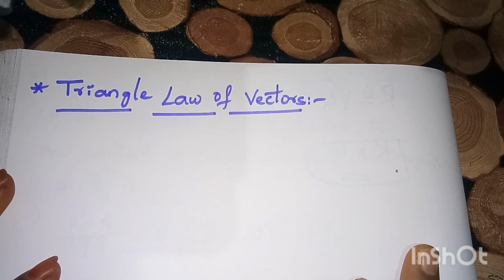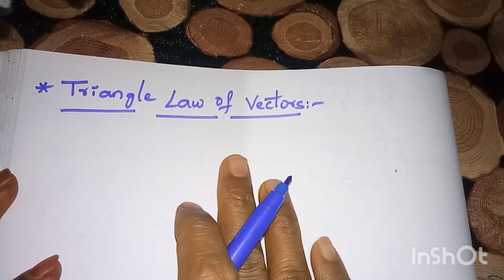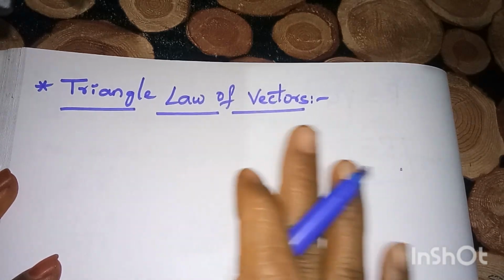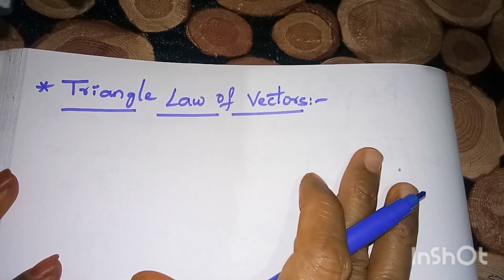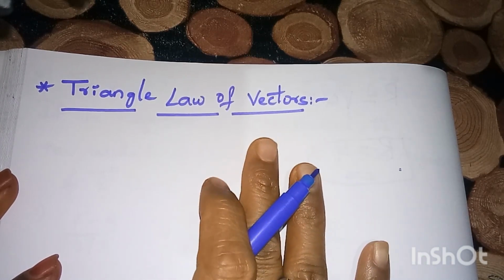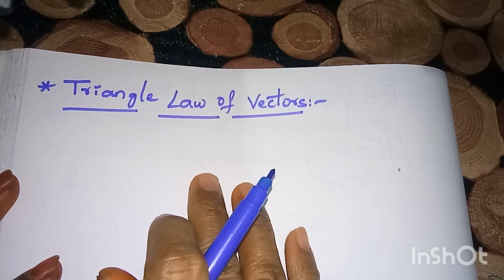Today we are going to discuss triangle law of vectors. The formula for triangle law of vector is similar to the formula of parallelogram law of vector. So the statement is different and the diagram is different, and the formula will be same as parallelogram law of vector. Now we are going to discuss the statement for triangle law of vectors. What does the statement mean?